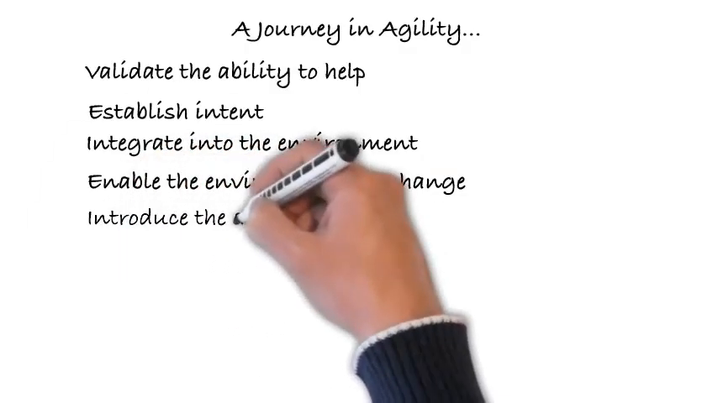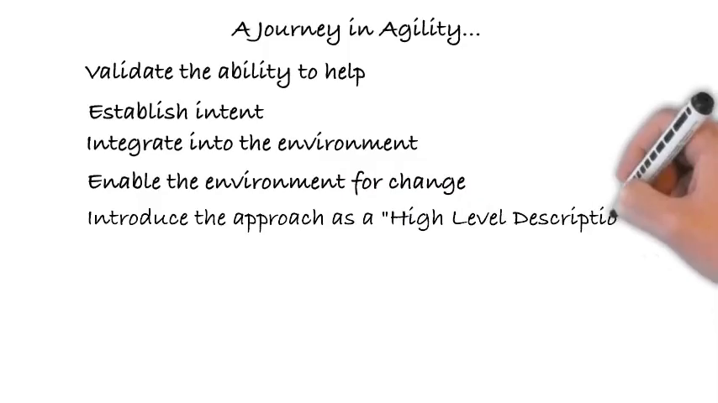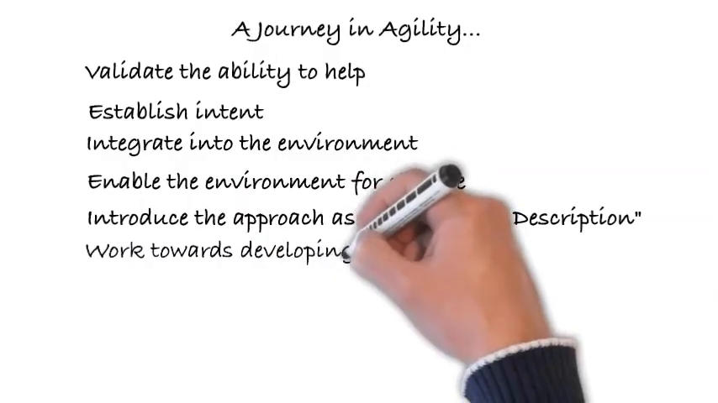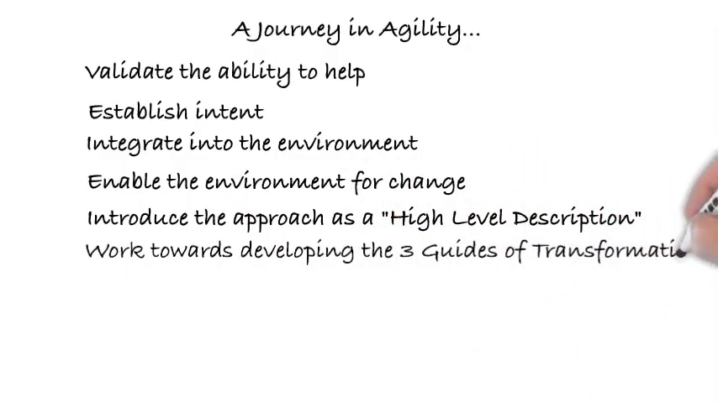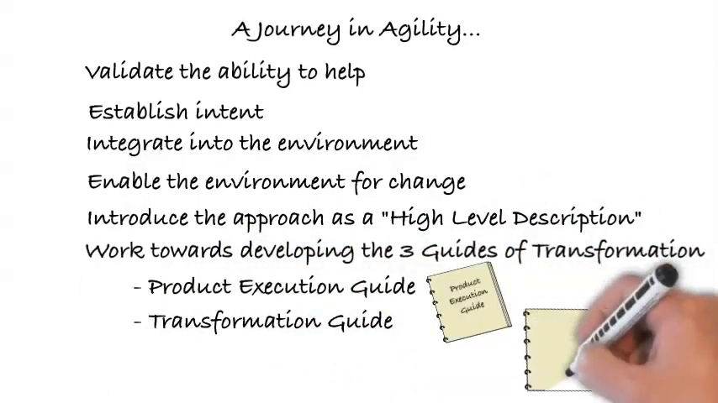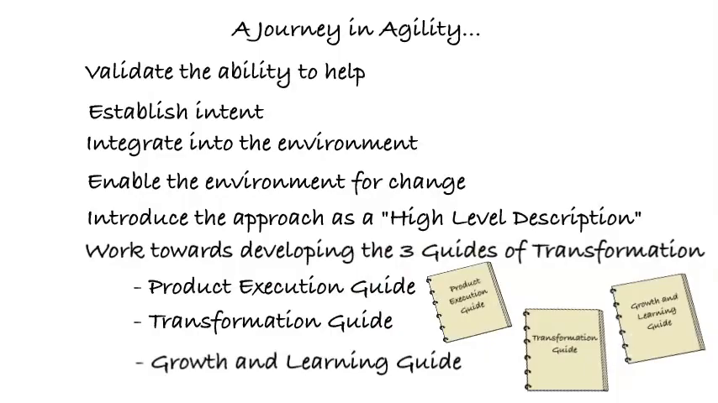Now is the time to introduce the approach as a high-level description. One reason to do this is to take the pulse of the organization, find out who the strong supporters are, and ensure that we have their help and assistance throughout this agile journey. Throughout this transformation, we need to document what we're doing, and this comes in the form of the 3 guides of transformation. They are the product execution guide, the transformation guide, and the growth and learning guide. We will discuss each of these in more detail a little bit later.